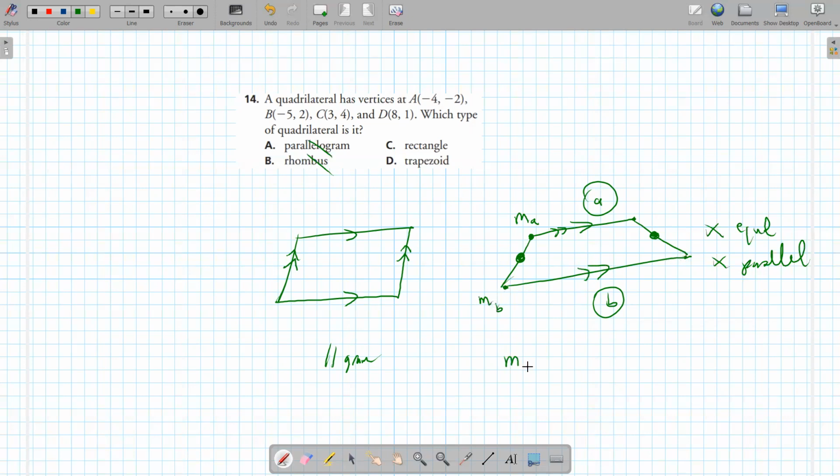How are these two slopes related if they are parallel? If the lines are parallel, the slopes are equal. So if we found this as 2/3, then we would also expect MB to be 2/3. So that's how you can show something as parallel.